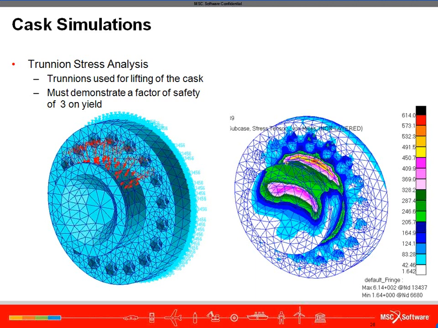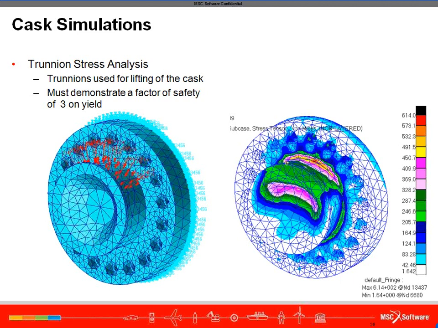On the left here is the typical finite element model, and the right image shows the stresses due to that loading from the lifting, which can then be compared with the known yield properties of the material. And that is used typically to demonstrate the requirement for the regulation of a safety factor of 3 on yield.